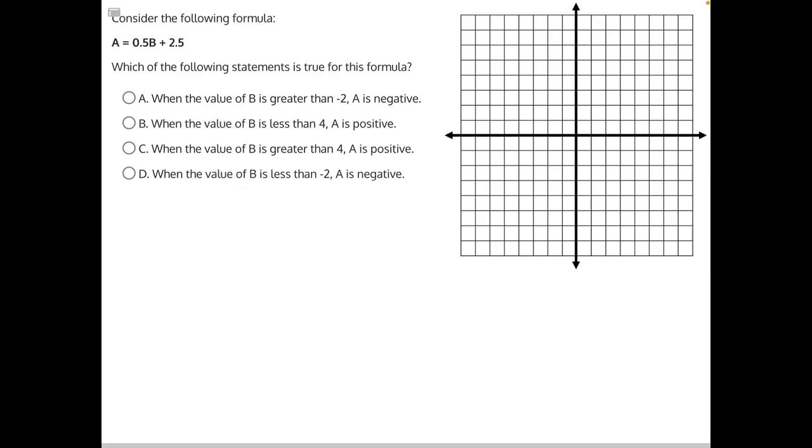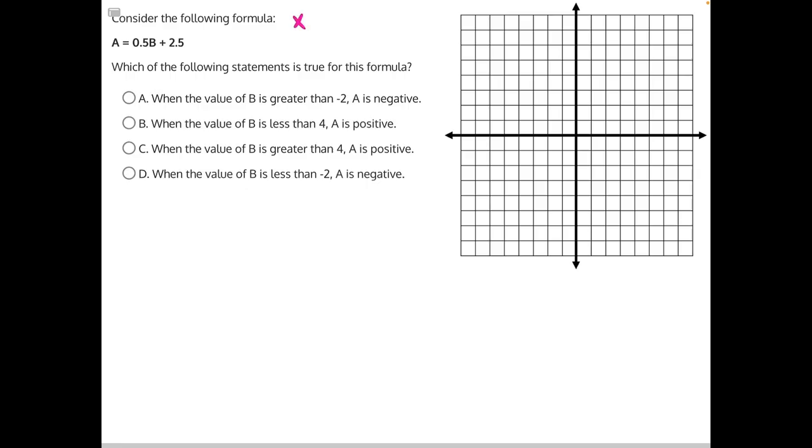Consider the following formula. Which of the following statements is true for this formula? To solve this question, we need to graph, and before we do that, we'll need to label our axes. In this case, our variables are not x and y, so we need to observe their relationship to one another to see how we should label our axes.